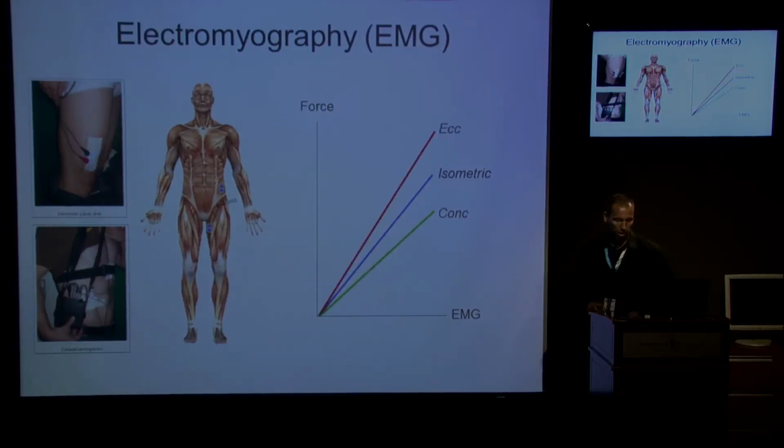But what people often tend to forget is that at any given level of EMG, the force will be lower if it's a concentric contraction than an eccentric contraction. So we can't just compare EMG between different contraction modes. We have to take into account also the type of contraction.